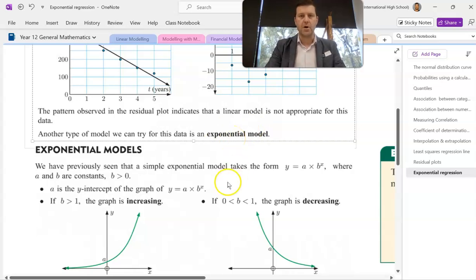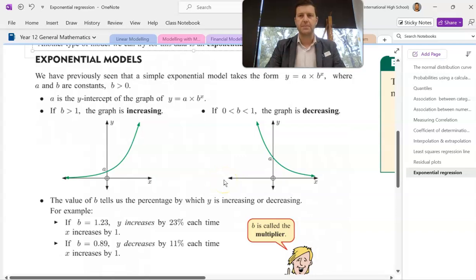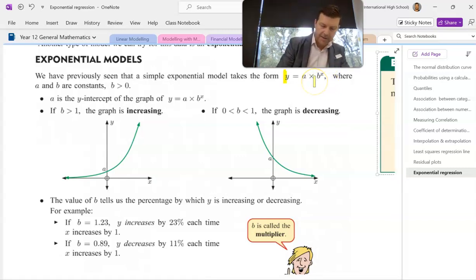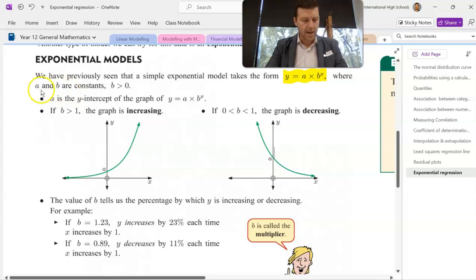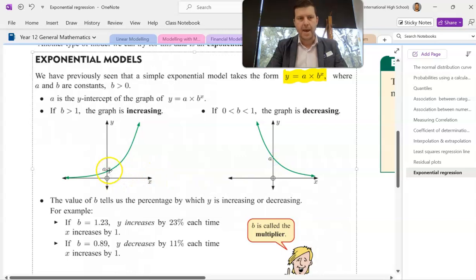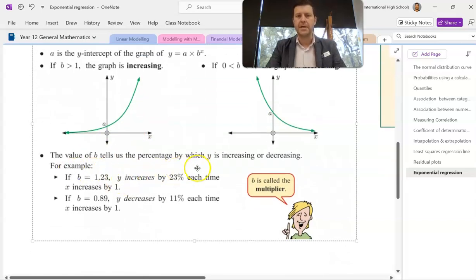I'll get to that in a second in terms of an example, but a bit of assumed knowledge from the Year 11 course when we're looking at exponential models. We'll be looking at the exponential model in the form of y equals a times b to the power of x, where a and b are constants and b needs to be greater than 0. A is just simply our y-intercept, so a is the value where that exponential line will cross the y-axis. And b tells us what percentage y is increasing or decreasing for every one increase in the x value.